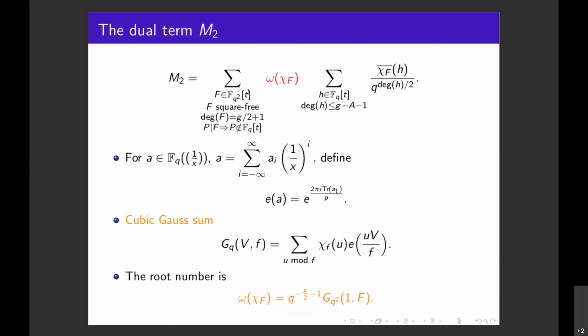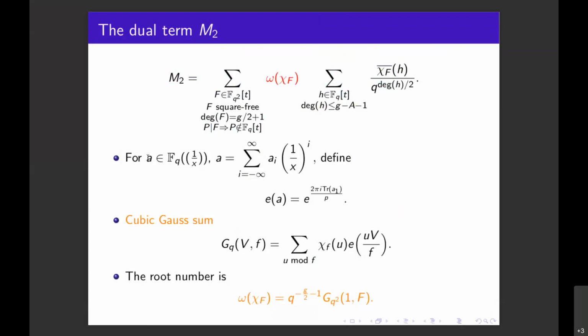Okay, so I rewrote M2 over here. We have the character and we have the root number, which has absolute value equal to 1. So how do we express the root number? It turns out we can express it in terms of cubic Gauss sums. So let me quickly tell you what cubic Gauss sums are.